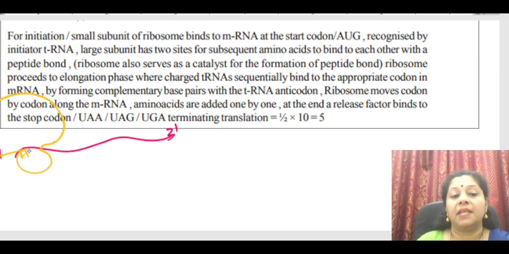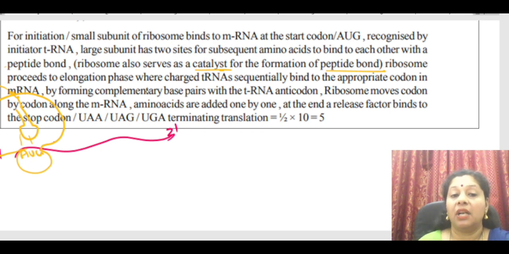Then based on the codon, the tRNA with the anticodon will be coming. The first one will be with the methionine. So the larger subunit has two sites for the subsequent amino acids to bind to each other with a peptide bond. That is, ribosome also serves as a catalyst for the formation of peptide bond.